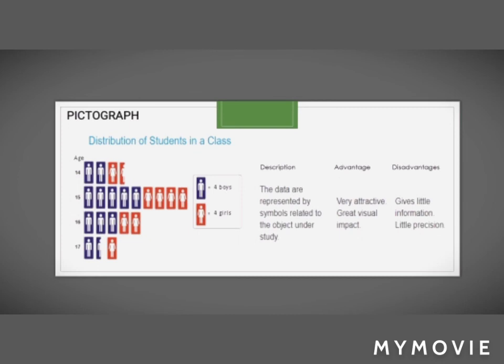The last type of graph is pictograph. The data are represented by symbols related to the object under study. Advantages of pictograph: very attractive, great visual impact. Disadvantages of pictograph: gives little information, little precision.